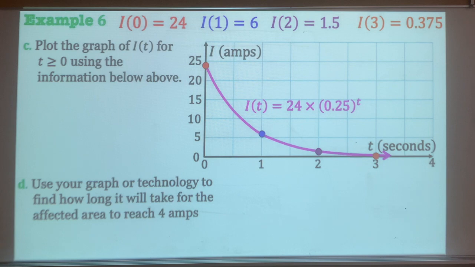The next question that is asked is, sorry, I'm multitasking here. Now what we're going to do is use our graph or technology to find out how long it will take the affected area to reach 4 amps. So you're looking for 4 in that column.